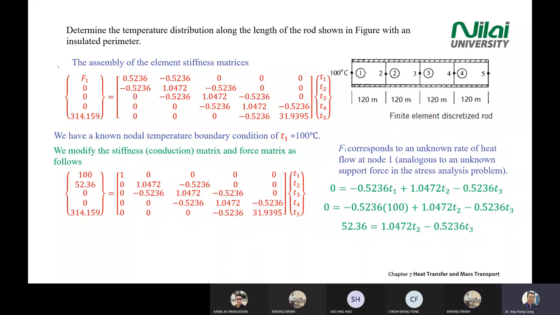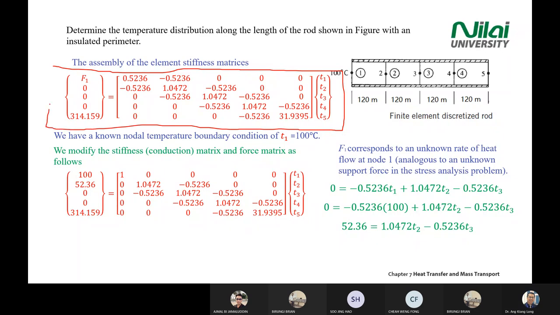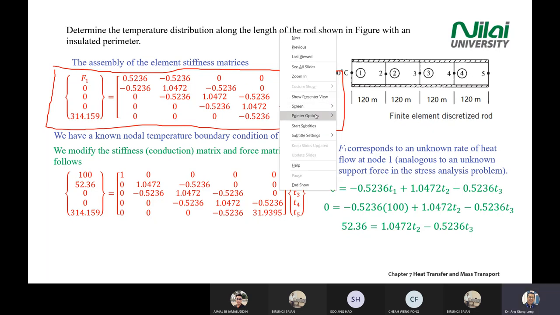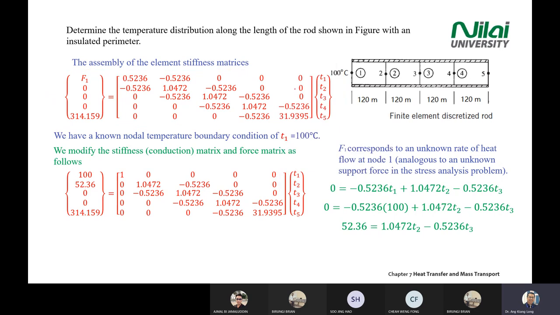Anyone have question on the first matrix here first? I explained just now how you get F equal to KT, right? This one is the matrix that you built just now. So we need to rewrite this equation because we don't know what is F1. We don't know what is force at point number one. However, we know one confirmed answer because we know that for point one, the temperature one is 100 degrees C.